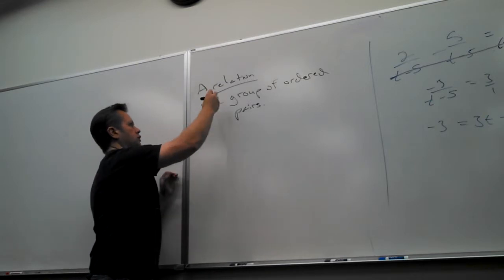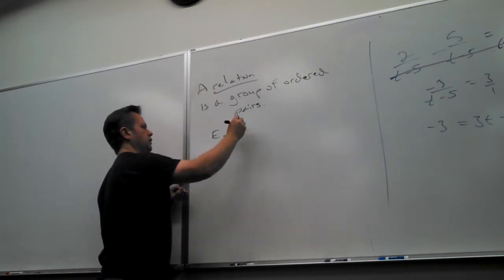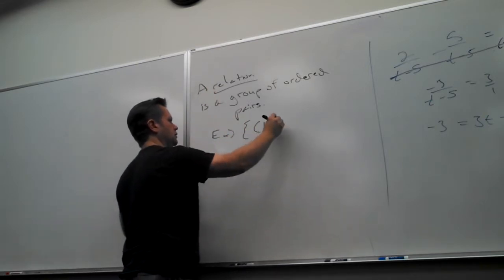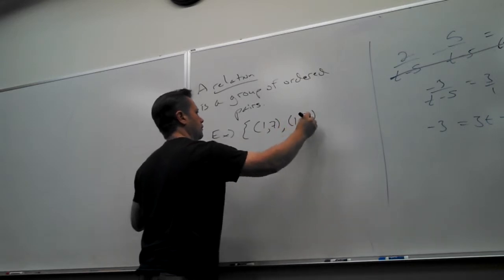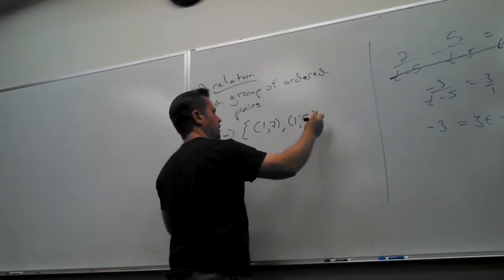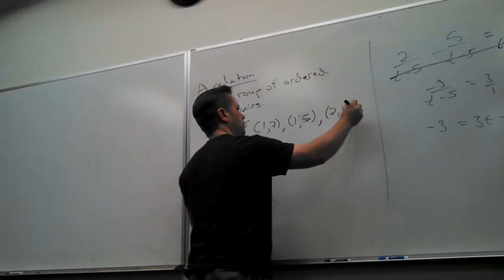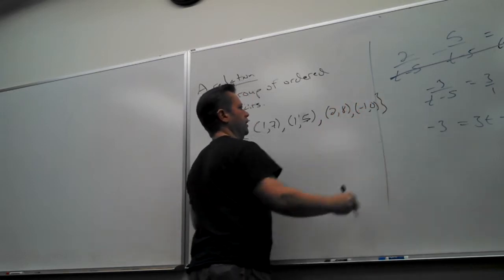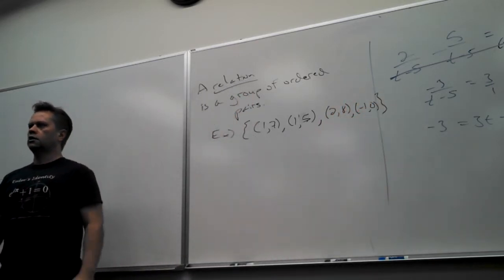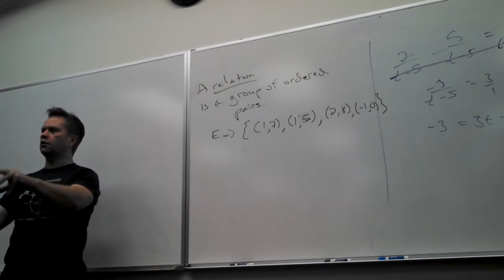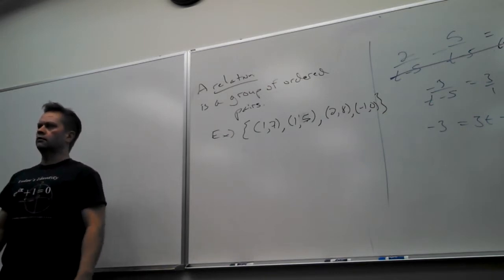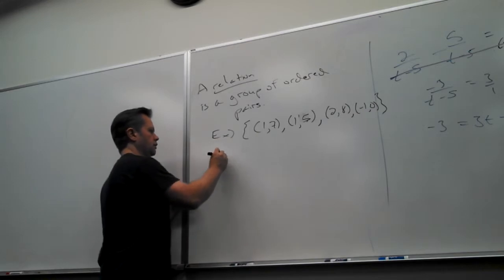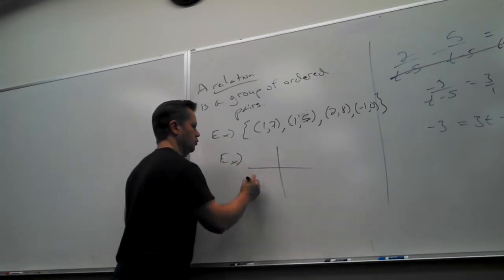So what could be a relation then? An example would be something like, I could have the points (1, 7), (1, 5), (2, 8), (-1, 0). There's a relation. That's a relation. It's a relationship between X and Y somehow. Visually, a relation could look like this.